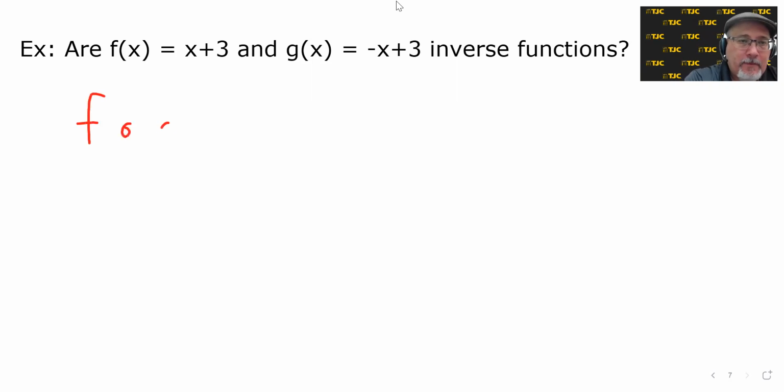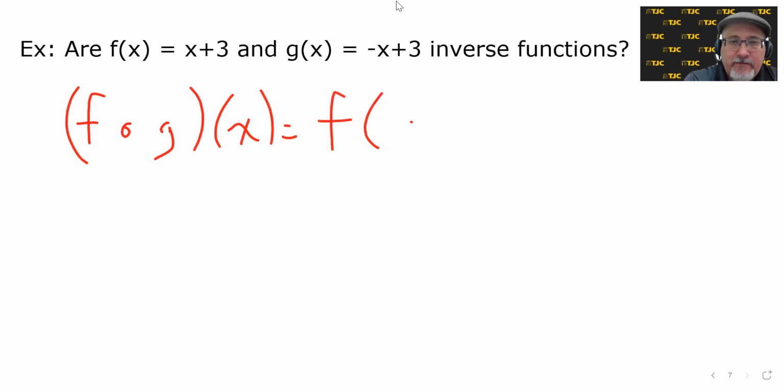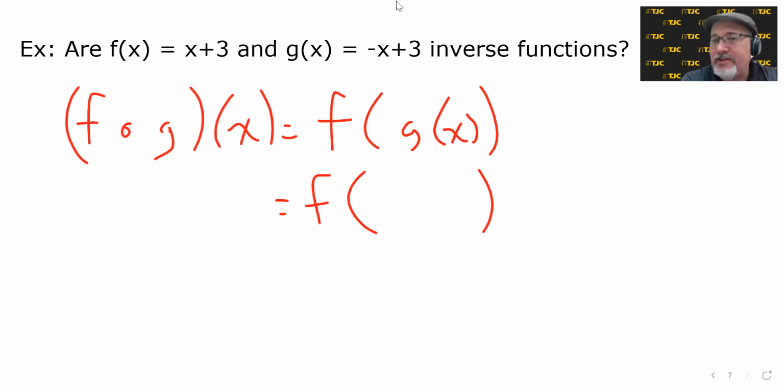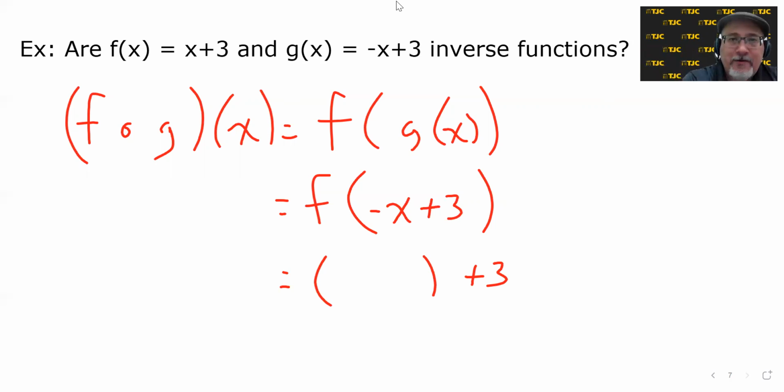Let's check f of g of x. Well, that's f of g of x. But we go to the inside and replace it. g of x is equal to negative x plus 3. And now we're going to do what f says. f says, give me something and I'll add 3 to it. All I did is take the f function, replace the x with an empty set of parentheses, and now I'm going to fill in that empty set of parentheses with whatever the content of this parentheses is. So negative x plus 3.